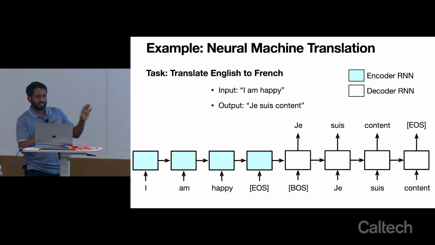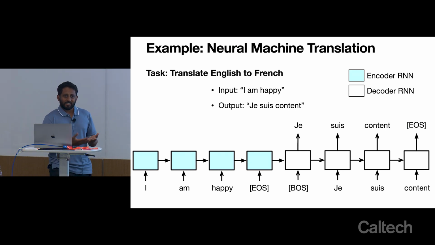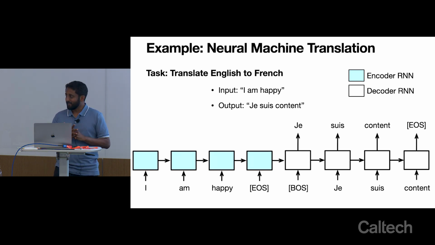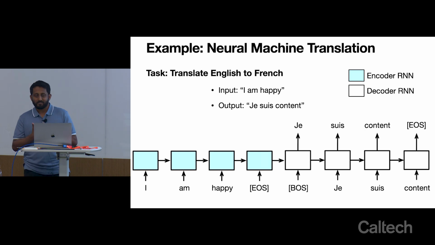Does that all make sense? I mean, this is a very simplified diagram, obviously, but this is actually, 2014 to 2016, this is kind of state-of-the-art ML for neural machine translation.